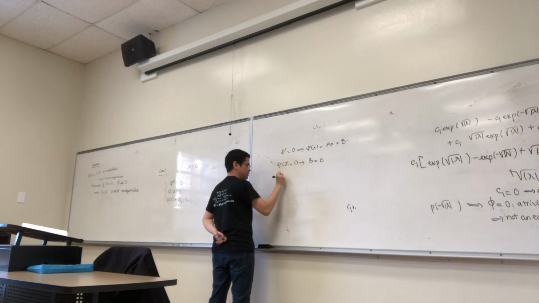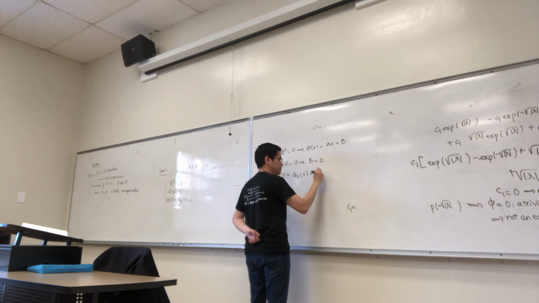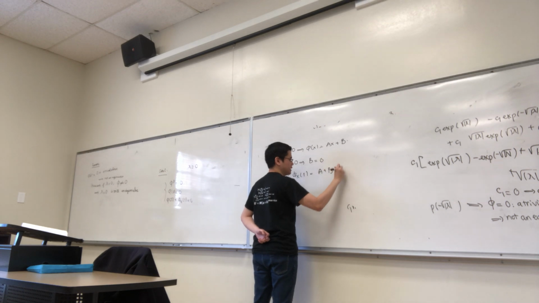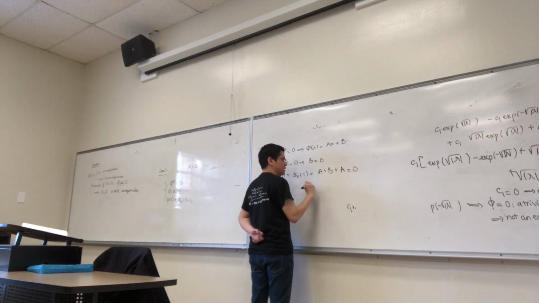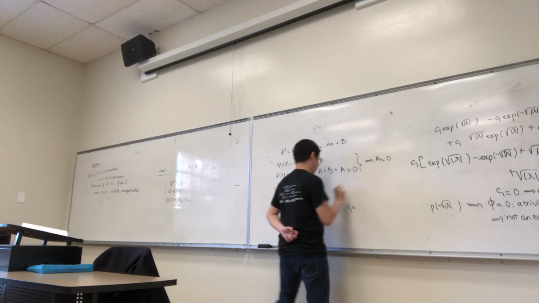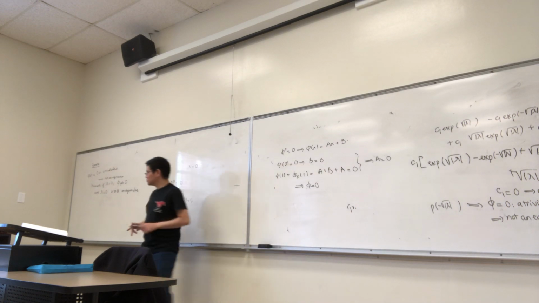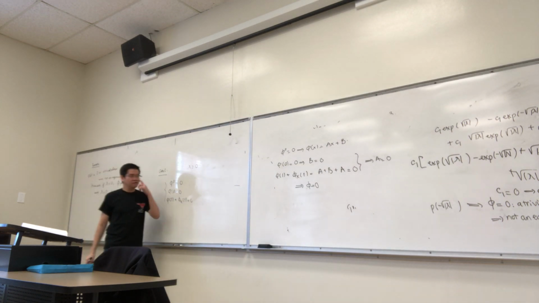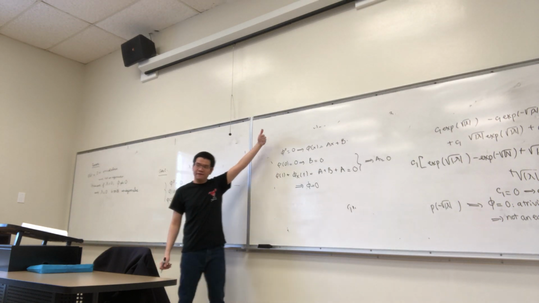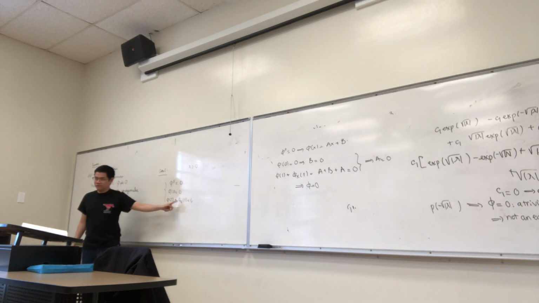So phi(1) plus phi'(1) will be a plus b plus a is 0. And because b is 0, a is also 0. So phi is 0. So this is again a trivial solution. And this is not an eigenvector, right? So again, the second case is always the easiest case when lambda is 0 with this boundary condition, right?